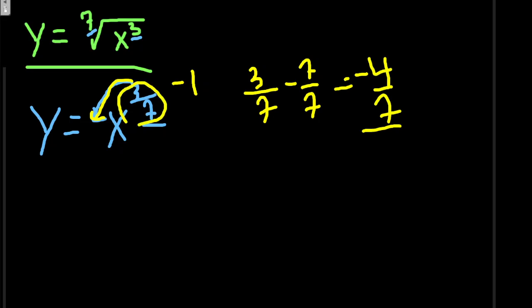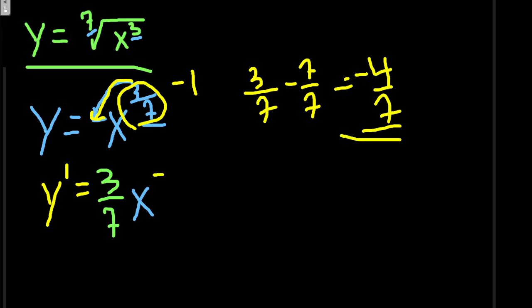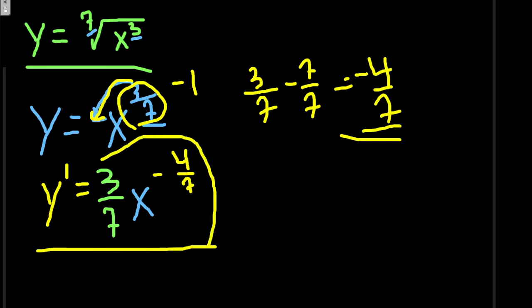The existing one goes up front. So then we get y prime is equal to 3/7, that's already there, then we get x. And then we use our newfound exponent, which is minus 4 over 7. And this is your answer. You can move the x to the denominator again, but it doesn't really matter because the answer will be the same. Yep, that's all there is to the power rule. It's very straightforward, but very powerful.